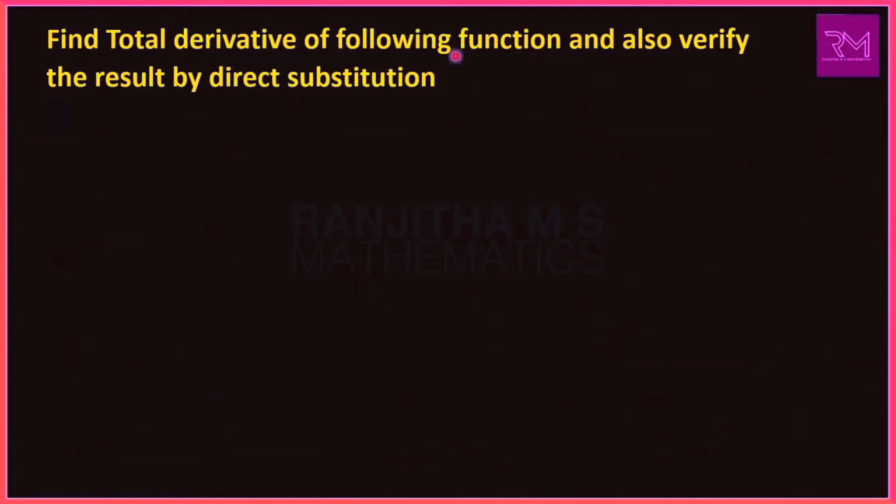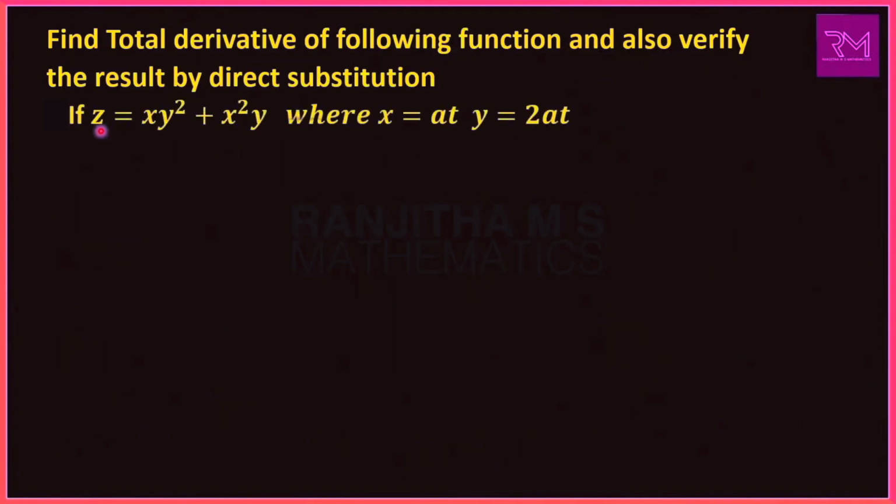Find the total derivative of the following function and also verify the result by direct substitution. Here is the first problem. If z is equal to x y square plus x square y, where x is equal to at and y is equal to 2at, we have to find the total derivative for this function.